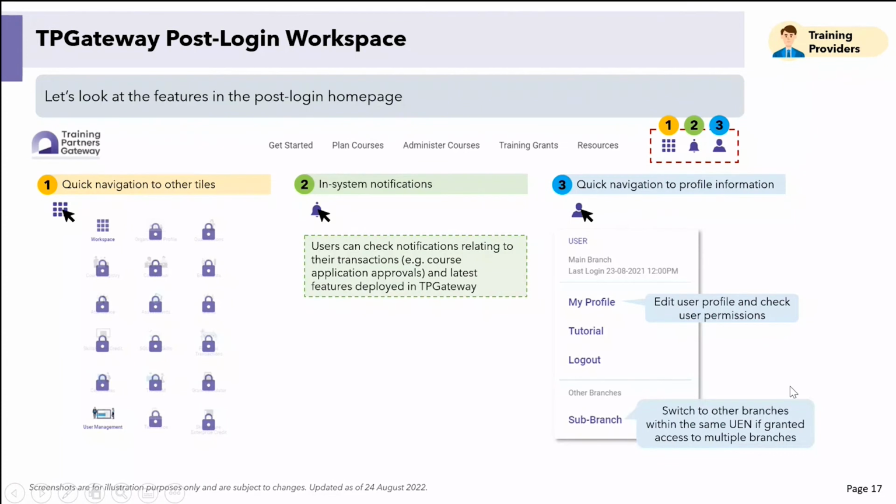And of course, if this TP organization is a huge one with sub branches under the parent company, the user may be granted access to multiple branches, and may want to switch to another branch while performing transactions. This is also where they can do the switch. They can come to the profile icon and just switch to the other branch that they have permissions to.